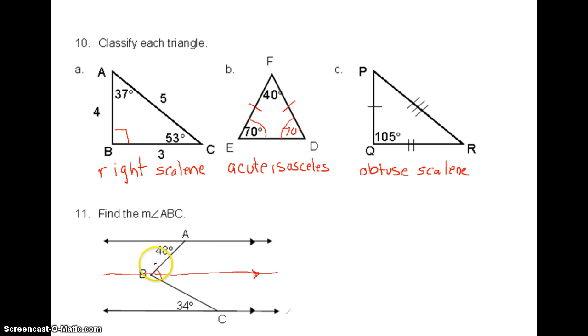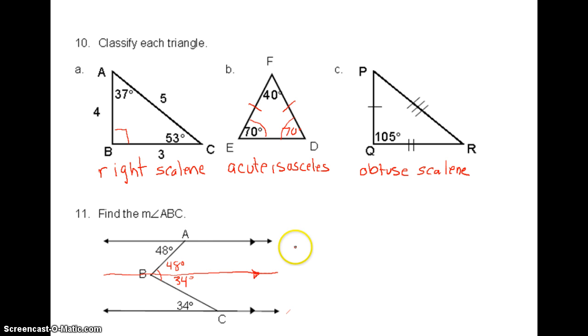If this is the transversal going through the two parallel lines, we know that this angle can be congruent to this angle here, so this is also 48 degrees. Okay, and on this side, we've got these angles here. This is 34. This is going to be 34 right here. Interior angles. So that's 34 degrees and 48 degrees.